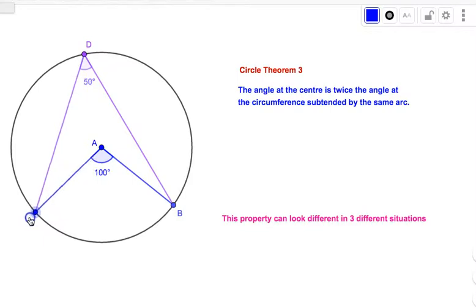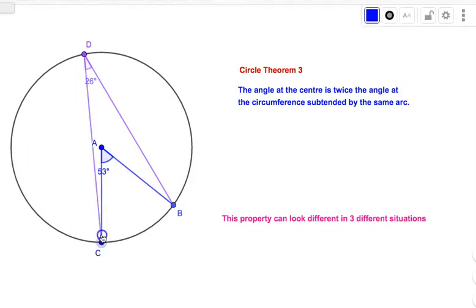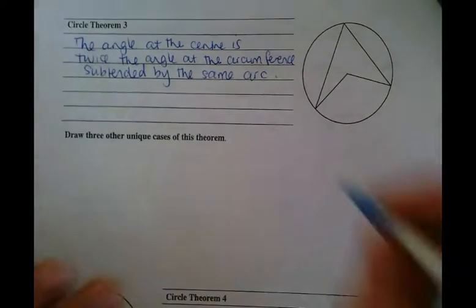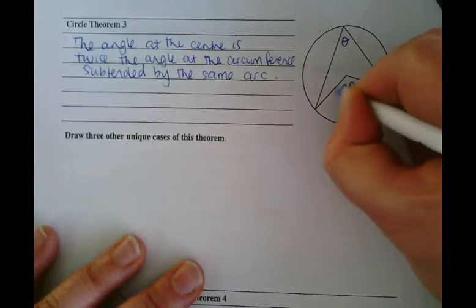If I change this angle in the middle to 100, the angle at the center is 100, the angle at the circumference is 50. Angle at the center is 134, angle at the circumference is 67, and so on. Angle at the center is 48, angle at the circumference is 24. So we can see that. Let's write that in our booklet: the angle at the center is twice the angle at the circumference subtended by the same arc. In other words, if this is theta up here, then this is 2 theta.